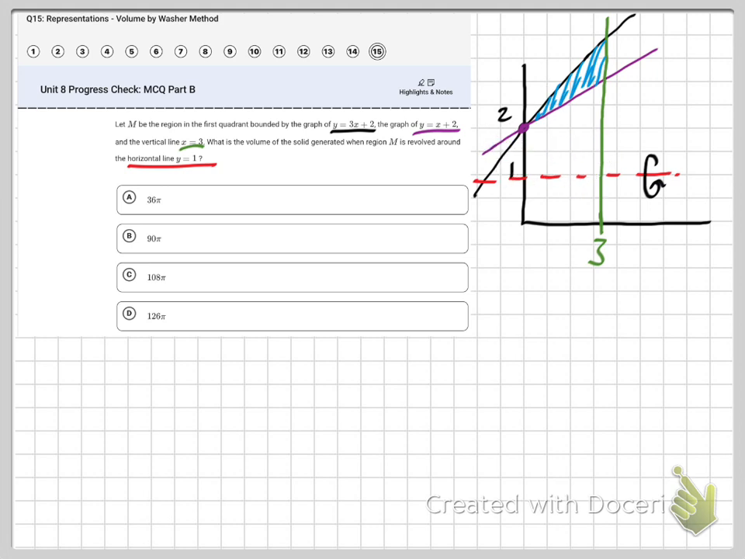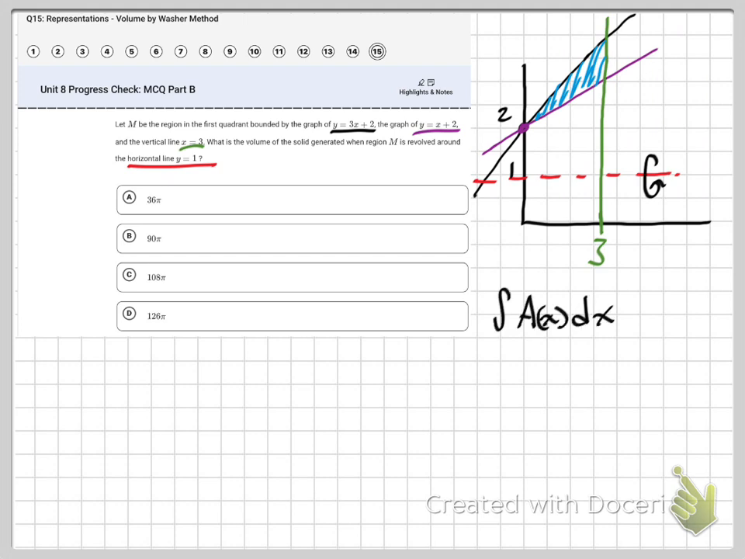So we're going to have to find two volumes and subtract them. We have to find the volume of the outer one and find the volume of the purple one and then subtract the two. There is a way to consolidate this, but my stews, I'm going to go the long way because I want to make sure everybody understands.